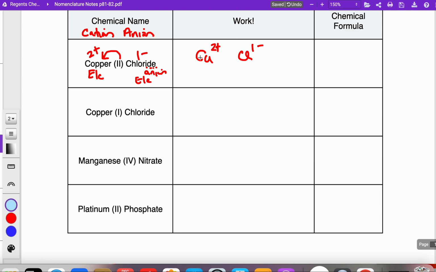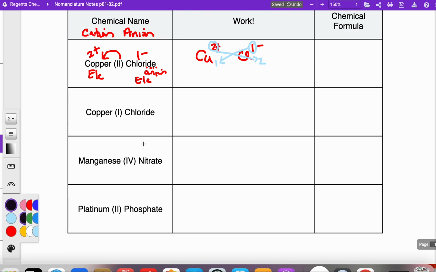Now that we have symbols and the charges, let's utilize the crisscross method to balance the charges and come up with a ratio. We take the magnitude of the 2 for the copper and crisscross that down to become the subscript for the chlorine. We take the magnitude of the chloride's charge and place that as the subscript for the copper.